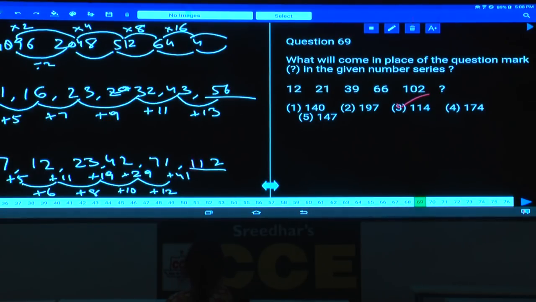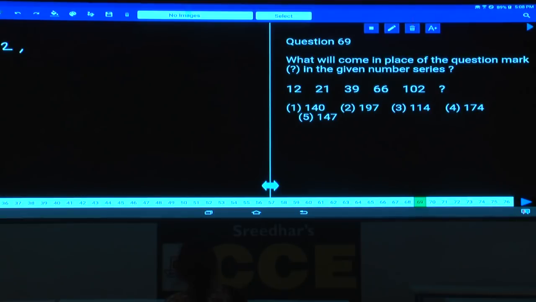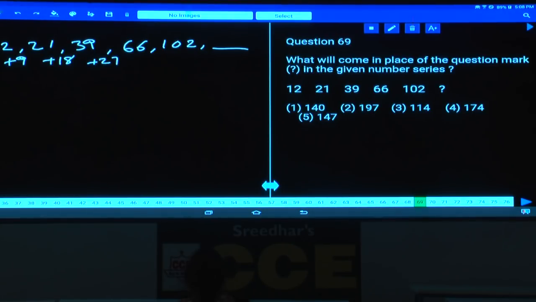Then 69: 12, 21, 39, 66, 102. Now question number 69, tell me what is the difference between these two numbers? Again, as the numbers are increasing at a smaller rate, here it must be under difference. The first difference is 9, the next difference is 18, next is 27, and the next difference is how much? 36.